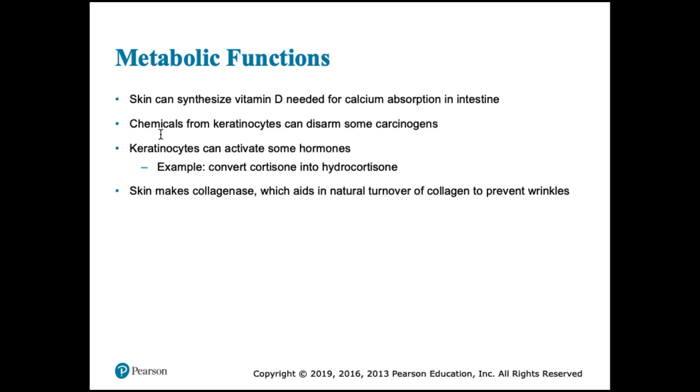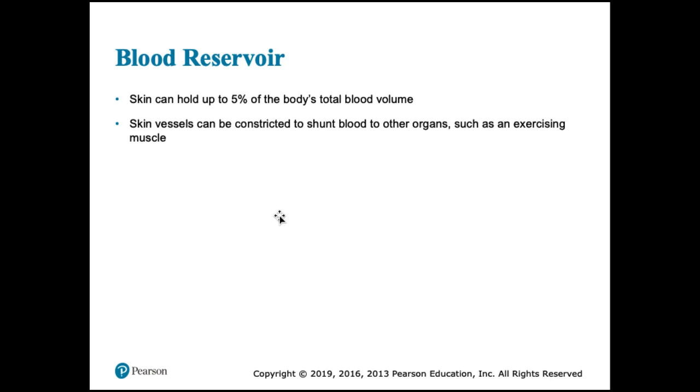Chemicals from keratinocytes can disarm some carcinogens. And also those keratinocytes can activate some hormones, such as converting cortisone to hydrocortisone. And then, of course, the skin makes collagenase, and that aids in the natural turnover of collagen to prevent wrinkles. The skin serves as a blood reservoir, which can hold up to 5% of the total blood volume of the body.